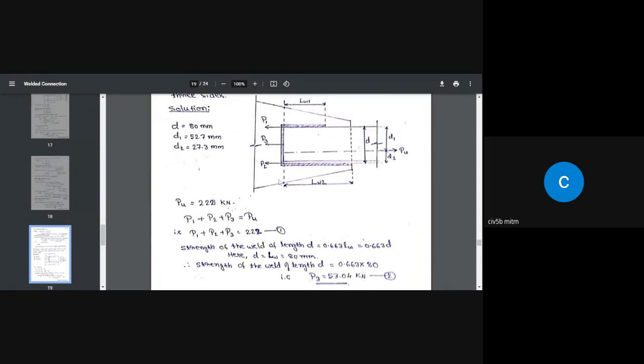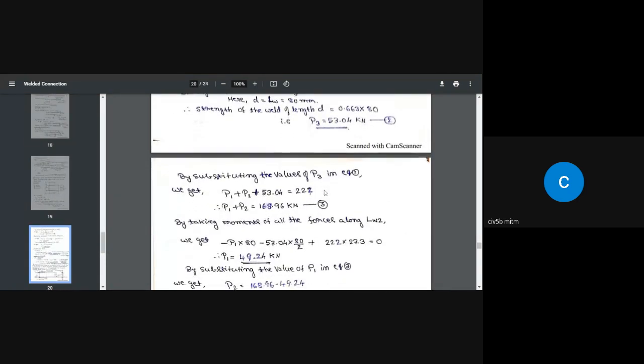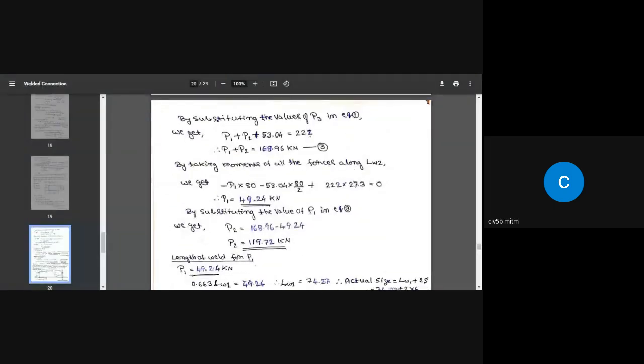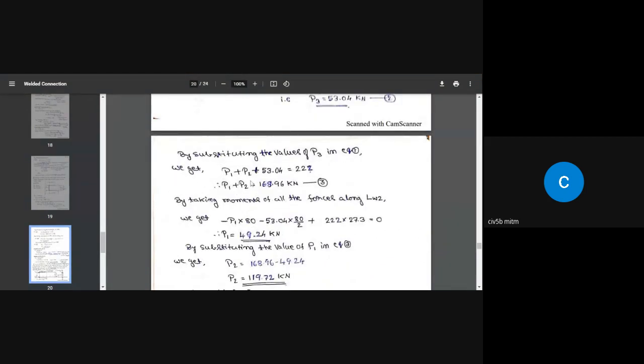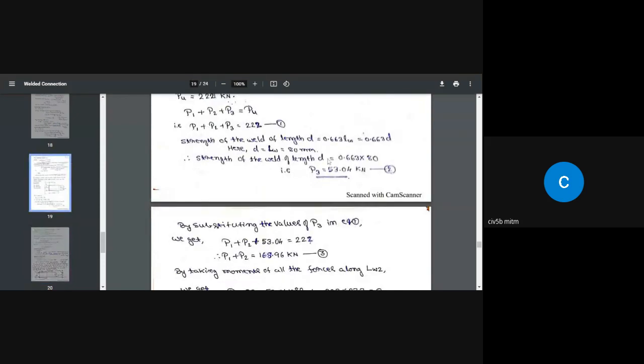When you come here, we don't know the length LW1, which we need to calculate. Similarly, we don't know the length here LW2, which we need to calculate. But we know this length of the weld. This length of the weld is 80 millimeter. That is the leg size. And we know the size of the weld. So what is the size of the weld we have taken here? One second.